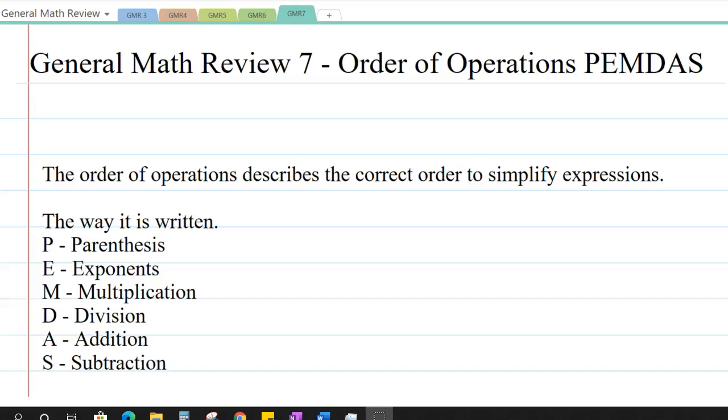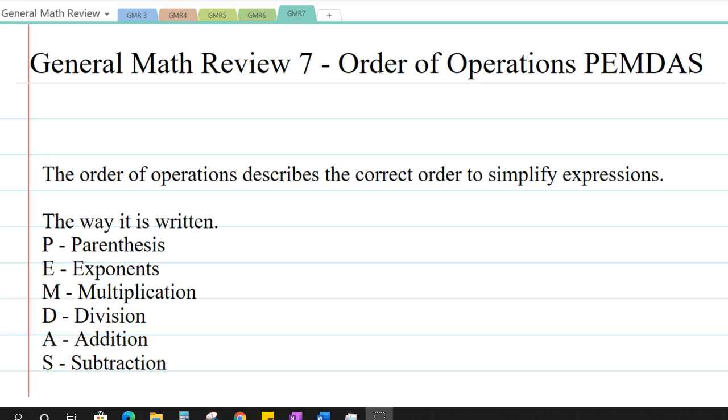General Math Review 7, Order of Operations, or PEMDAS. The order of operations describes the correct order to simplify expressions. Most of you have seen the order of operations written this way: parentheses, exponents, multiplication, division, addition, and subtraction. We call it PEMDAS for short.